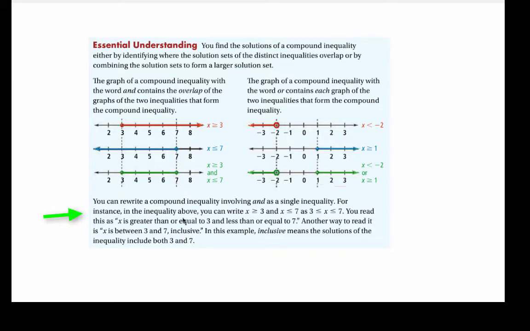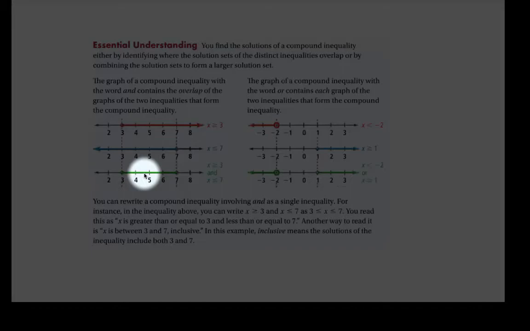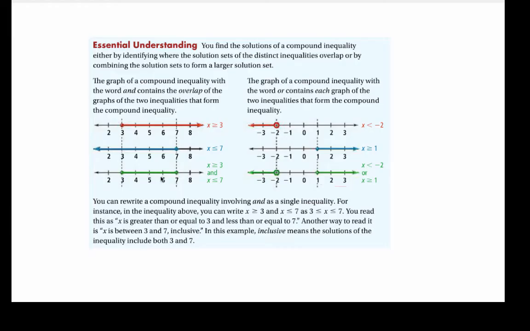So we can rewrite a compound inequality involving and as a single inequality. For instance, in the inequality above, right here, you can write x greater than or equal to 3 and x less than or equal to 7 as 3 is less than or equal to x, which is less than or equal to 7.